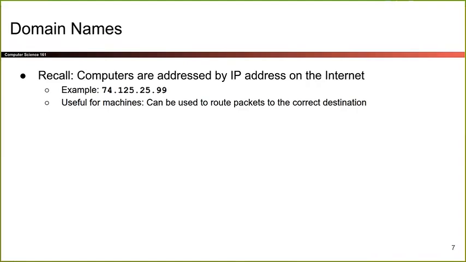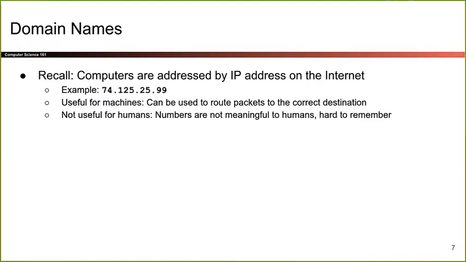So machines like this, but humans don't like this, because do you really want to remember 4 different numbers for every single website you visit? Like if you want to make a Google search, you have to remember 74.125.25.99. That doesn't sound very appealing.